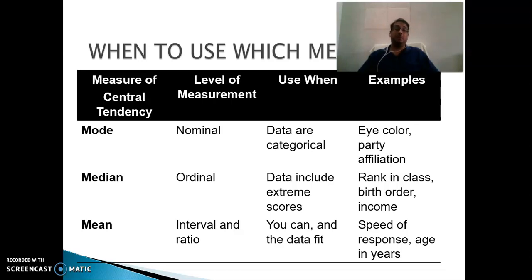Then mean: interval and ratio. We use mean when the data are equal interval and fit, for example speed of response, age in years. Let's say in our research methodology class we have 170 students, and we want to know the average age of this class. So we can use the mean.